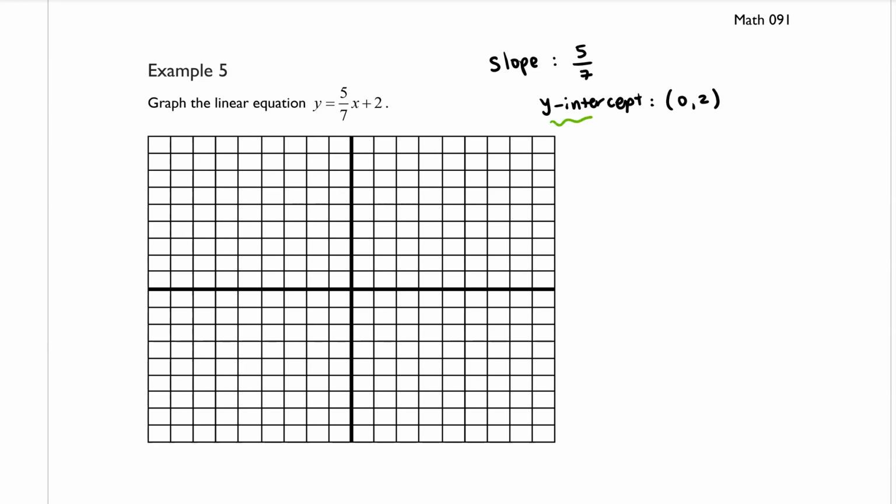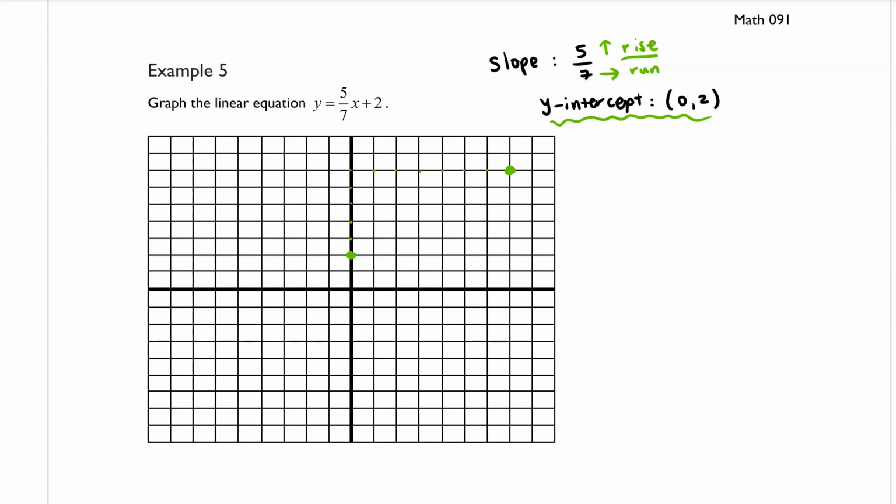So I'm going to graph in green. The first thing that we want to do is plot our y-intercept, which is here at 0, 2, and the slope is our constant rate of change. So the 5 represents our rise, so rise over run. So we're going to go up 5 units and then to the right 7 units. So 1, 2, 3, 4, 5, and then 1, 2, 3, 4, 5, 6, 7.